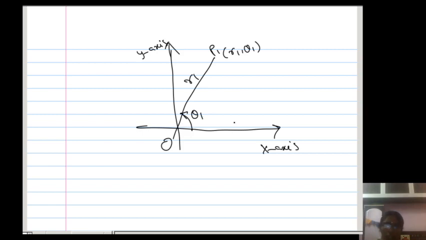Next, what about P2? P2 is R2 comma theta 2, which means the distance OP2 is R2, the distance from the origin, that is mod Z2. Theta 2 means the angle made. Suppose you take another color. Theta 2 is the angle made by the line OP2 with the x-axis in the anti-clockwise direction.